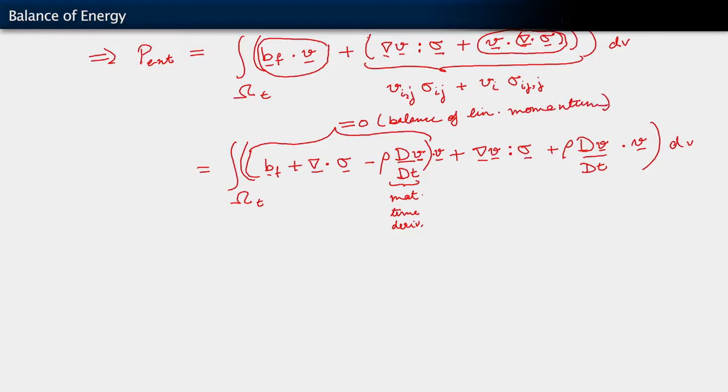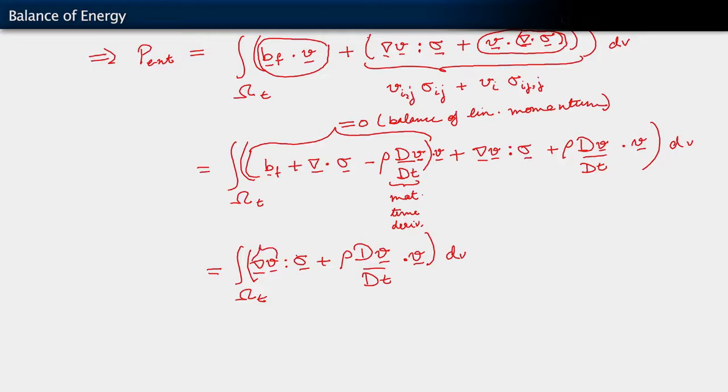All right? Okay, so what we see finally is that the external power is equal to integral over omega t of grad V, the spatial gradient of V contracted with sigma, plus rho material time derivative of the velocity dotted with V, okay, dV. Now, the spatial velocity gradient, is it symmetric? Think about it.